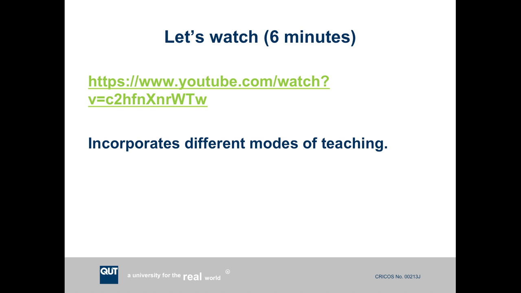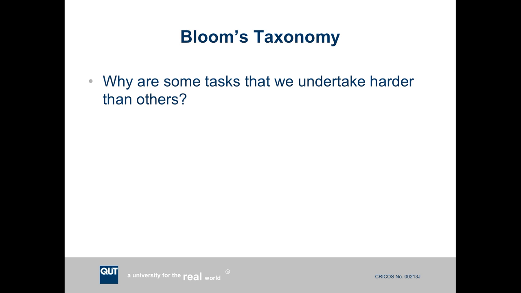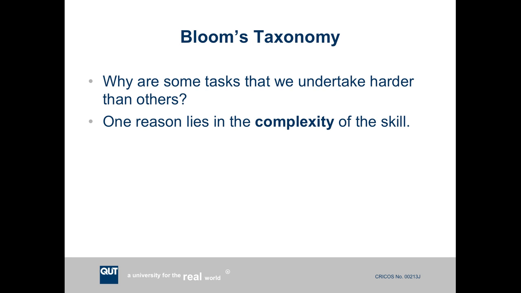The second part of the lecture is about Bloom's taxonomy. So we're thinking about why some tasks that we undertake are harder than others. Why do we find some things really easy to do and others take us hours and hours and hours to do? And one reason lies in how complex the skill is that you're applying to complete that task. So Bloom's taxonomy is a way of thinking about the layers of skills and the increasing complexity of skills.